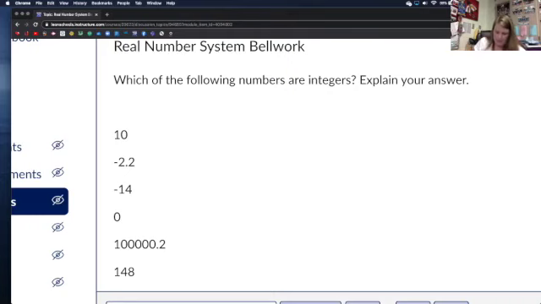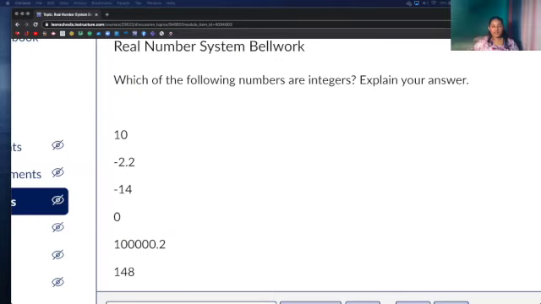Okay, so for us to answer this question, it would be really helpful for us to define what an integer is. So can anybody tell me something about an integer? Renee, go ahead. Is that your hand? An integer is a number that is not a fraction or decimal. Okay, a number that is not a fraction or decimal. That's a pretty good description.